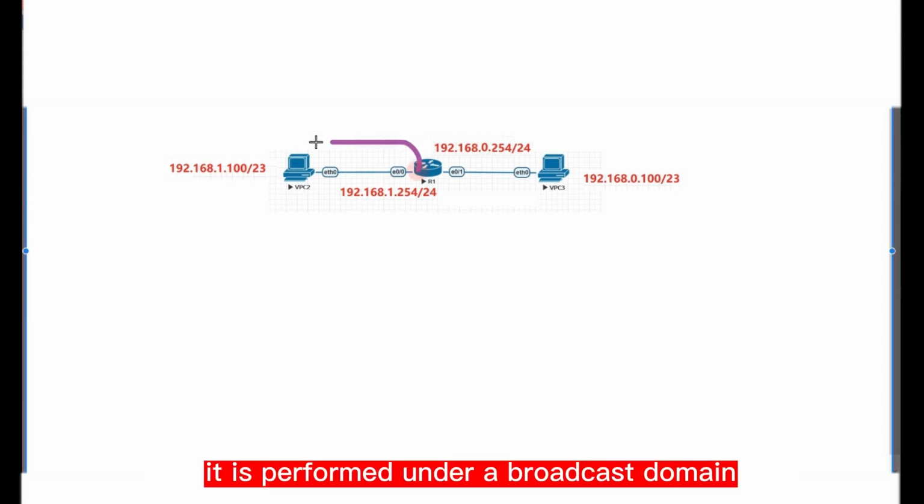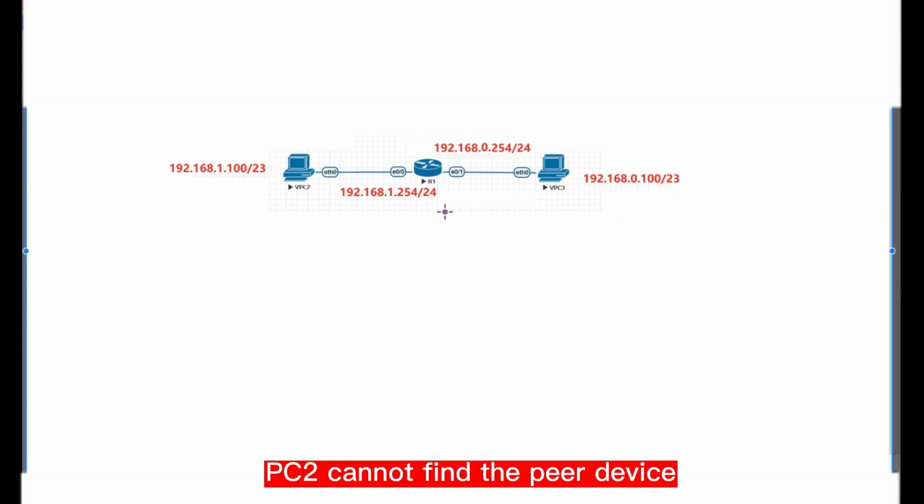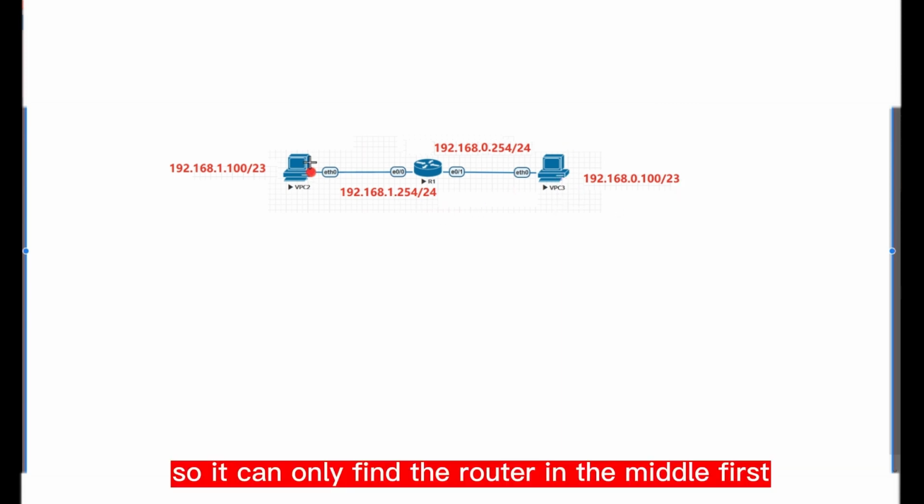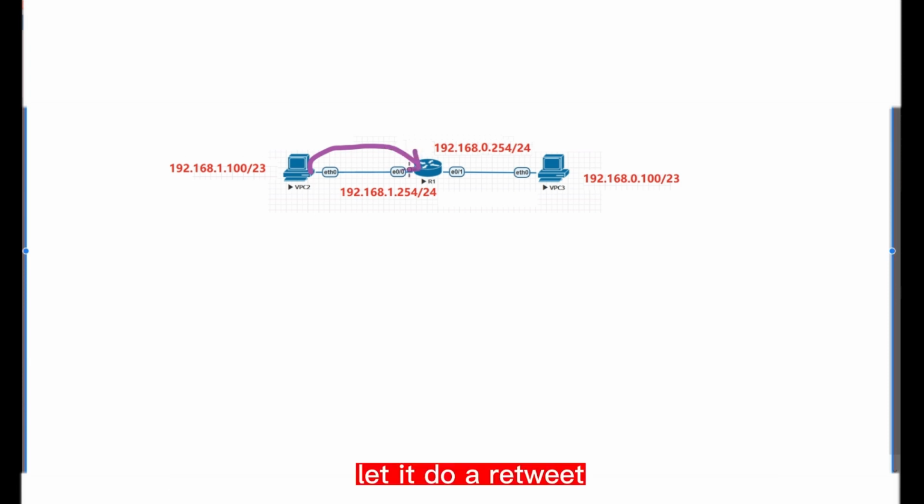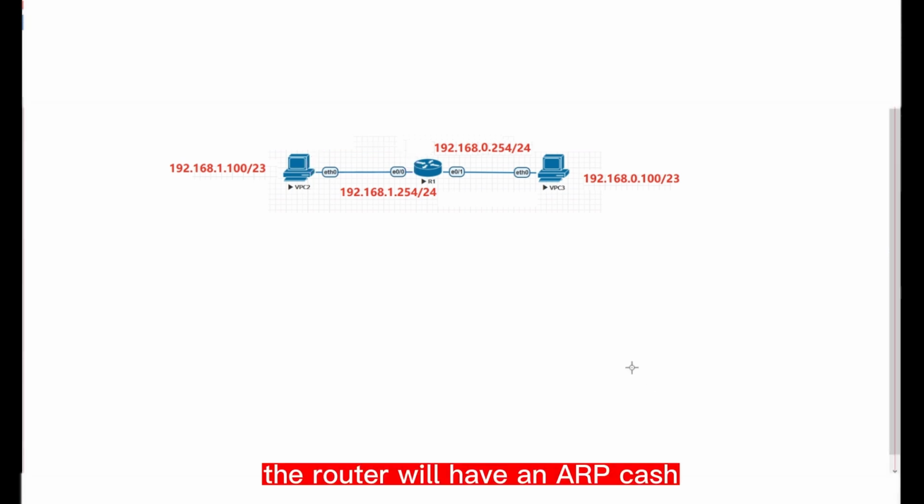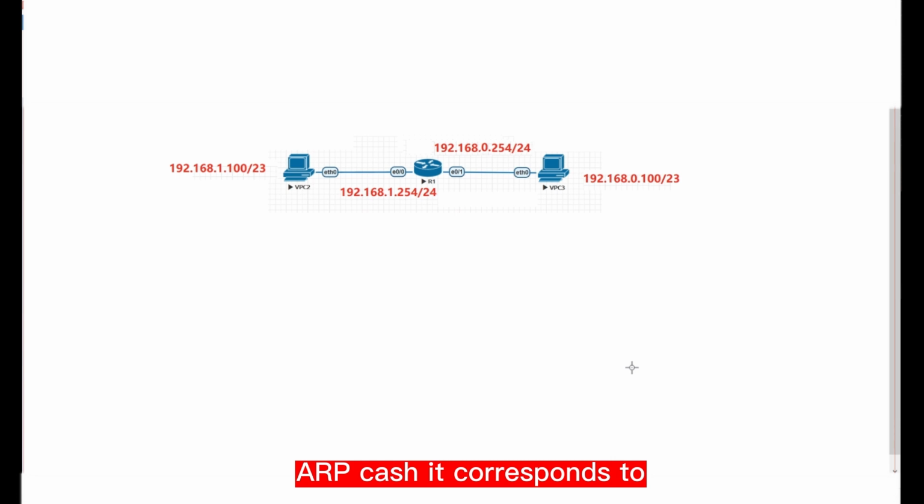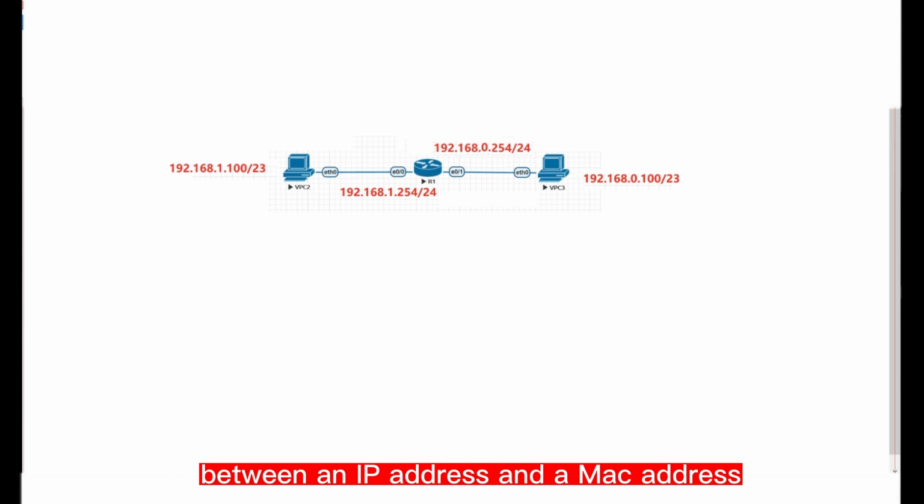It is performed under a broadcast domain. It is a concept on the link. PC2 cannot find the peer device, so it can only find the router in the middle first, and let it do a retweet. For all data encapsulation required, the router will have an ARP cache. ARP cache corresponds to a correspondence between an IP address and a MAC address.